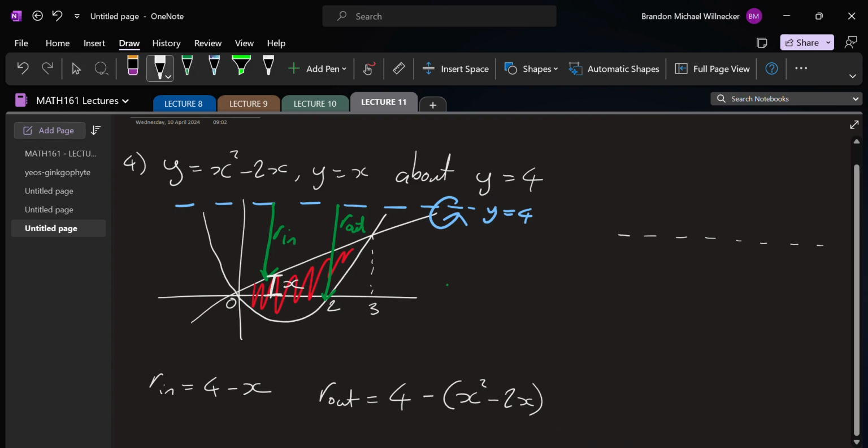What's this going to look like as a volume? Let's re-sketch this here. We've got our axis over there. We're going to take this region and rotate it around. Let's re-sketch the region at the bottom and then flip it over to the top, and then we'll have an idea. It's going to look something like this.